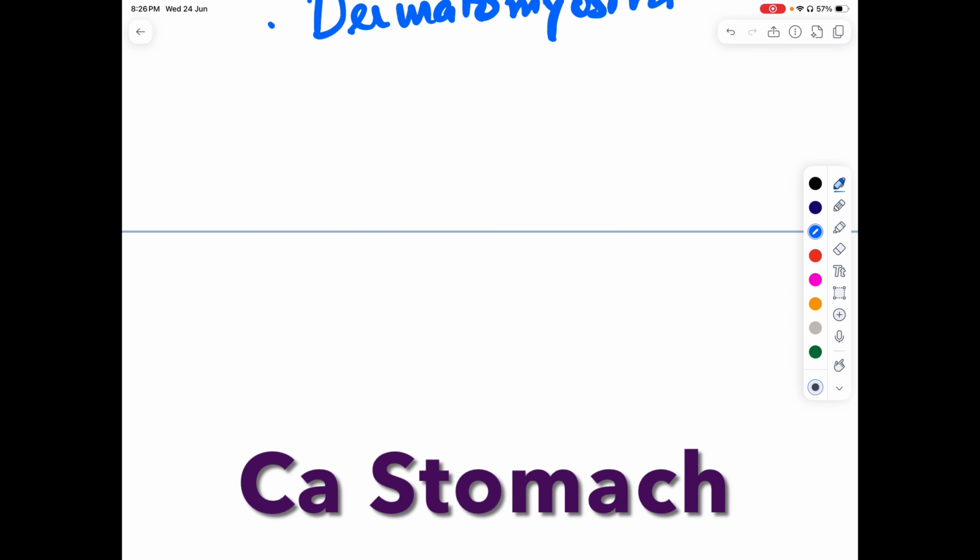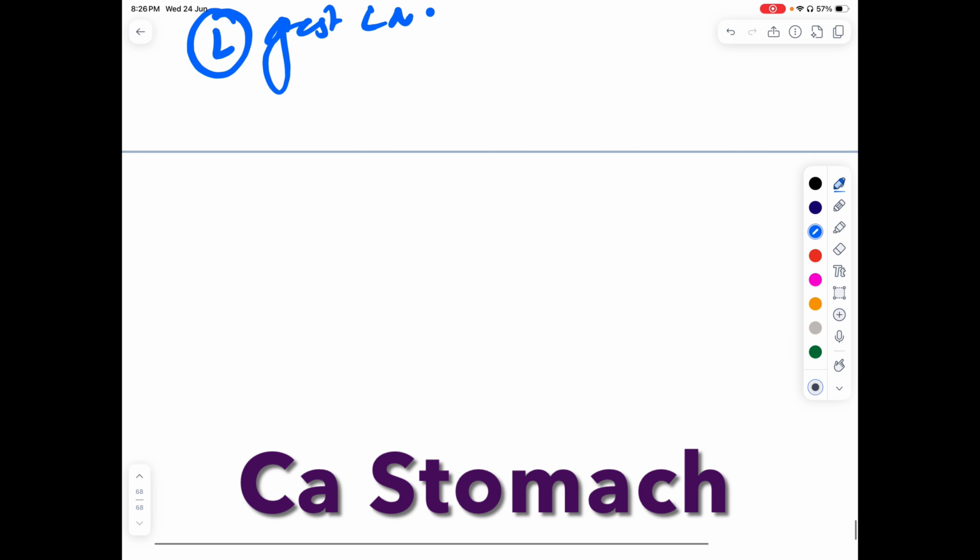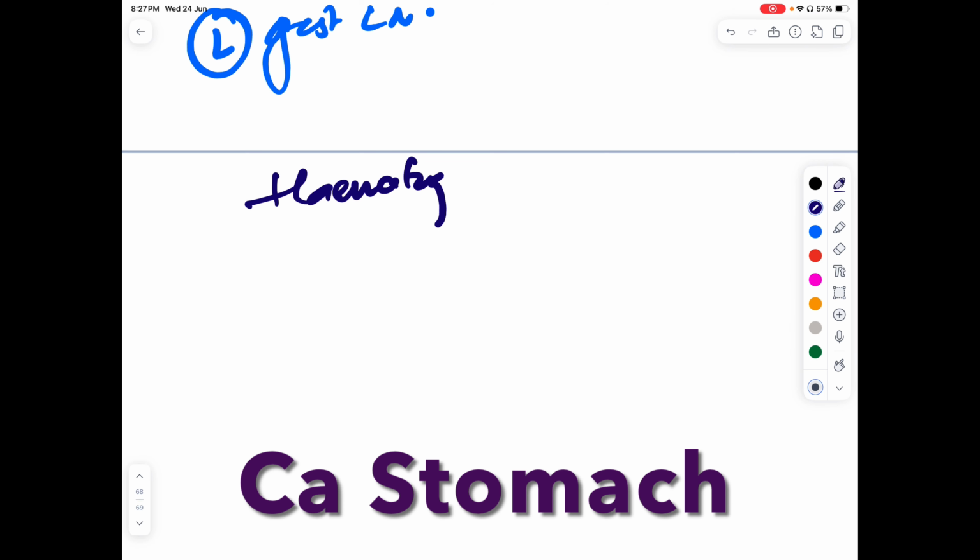How does it spread lymphatically? It spreads to left gastric lymph nodes. What are the routes of spread? Routes of spread can be hematogenous, lymphatic, transcoelomic, or direct.